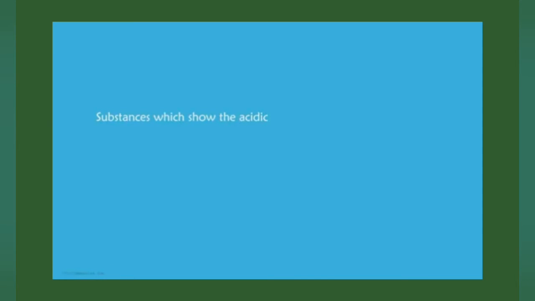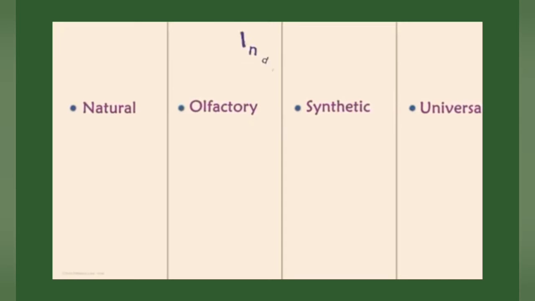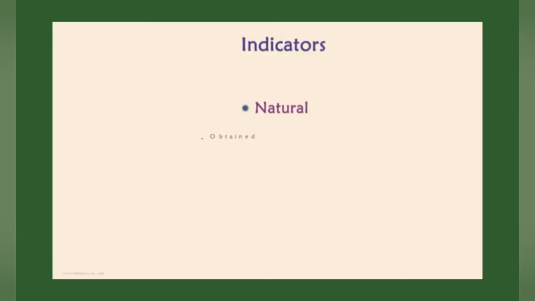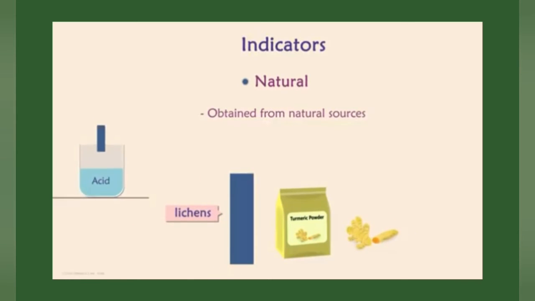Substances which show the acidic or basic behavior of other substances by changing in some way are known as indicators. These are some of the common types of indicators. As the name suggests, indicators obtained from natural sources are called natural indicators. Litmus and turmeric are examples of natural indicators. Litmus is obtained from lichens. If you remember, an acid turns blue litmus paper red and a base turns red litmus paper blue.